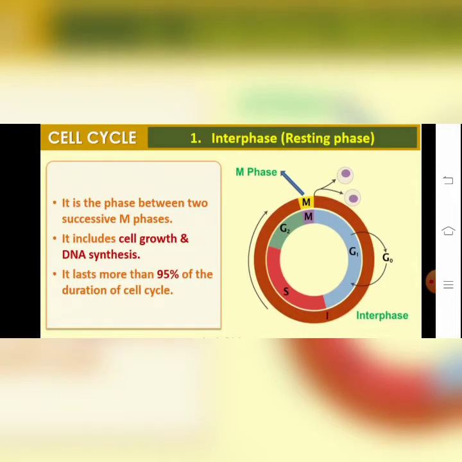Before that, what is interphase? Interphase is nothing but the phase between two successive M phases. Correct? It includes cell growth and DNA synthesis. And interphase is the longest phase because it lasts for more than 95% of the duration of the cell cycle. Only 5% will be the division phase, the rest will be interphase.